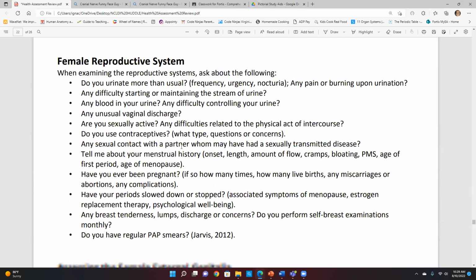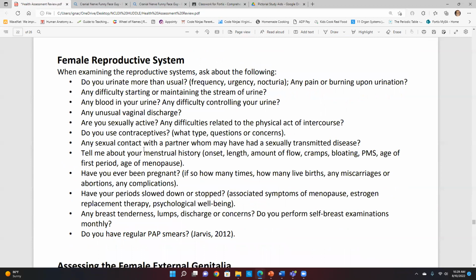For the female reproductive system, we're going to ask the same questions about urination. We're going to ask them if there's any vaginal discharge, if they're sexually active, do they use contraceptives. We're going to ask them about the onset of their menstrual cycle. When did they have their first period, right? Menarche. If it's an older woman, maybe she has already gone through menopause, maybe she's currently going through menopause. Have they had any pregnancies? If so, how many living children?